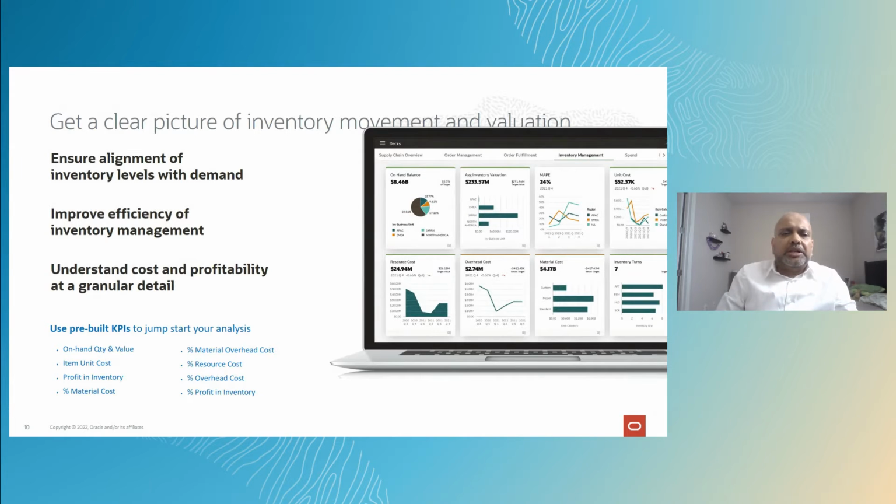Now, moving on to inventory, you get a clear picture of inventory movement and valuation. You can ensure alignment in inventory levels with your demand. You can again improve efficiency of inventory management by analyzing your on-hand balances, on-hand quantities, and understand cost and profitability at a very granular level, because it comes with cost accounting subject areas, and COGS and gross margin is included as well. Some sample pre-built KPIs like on-hand quantity and value, like I mentioned. Then you can analyze your item cost and profitability, which comes out of the box.